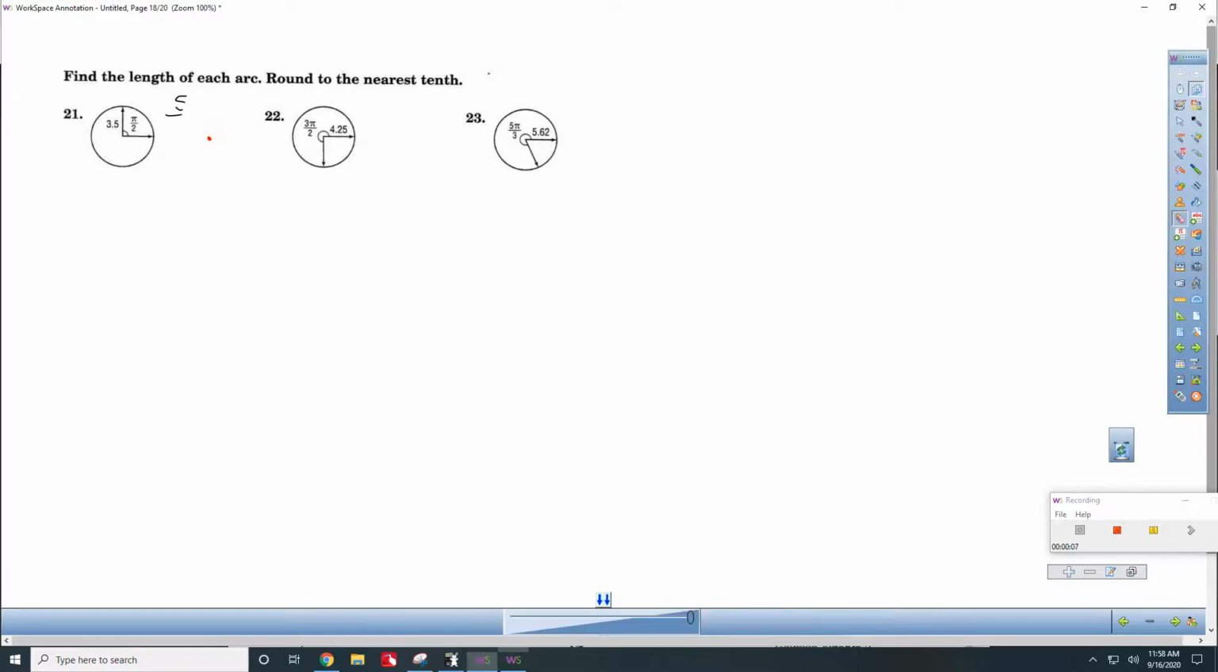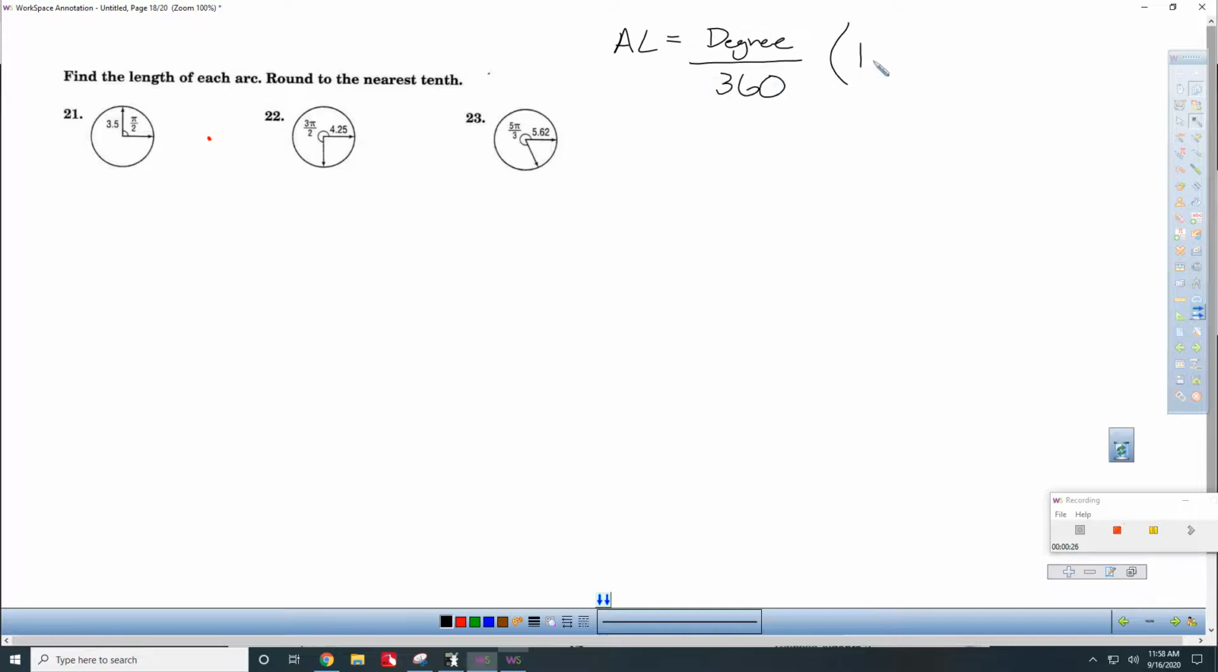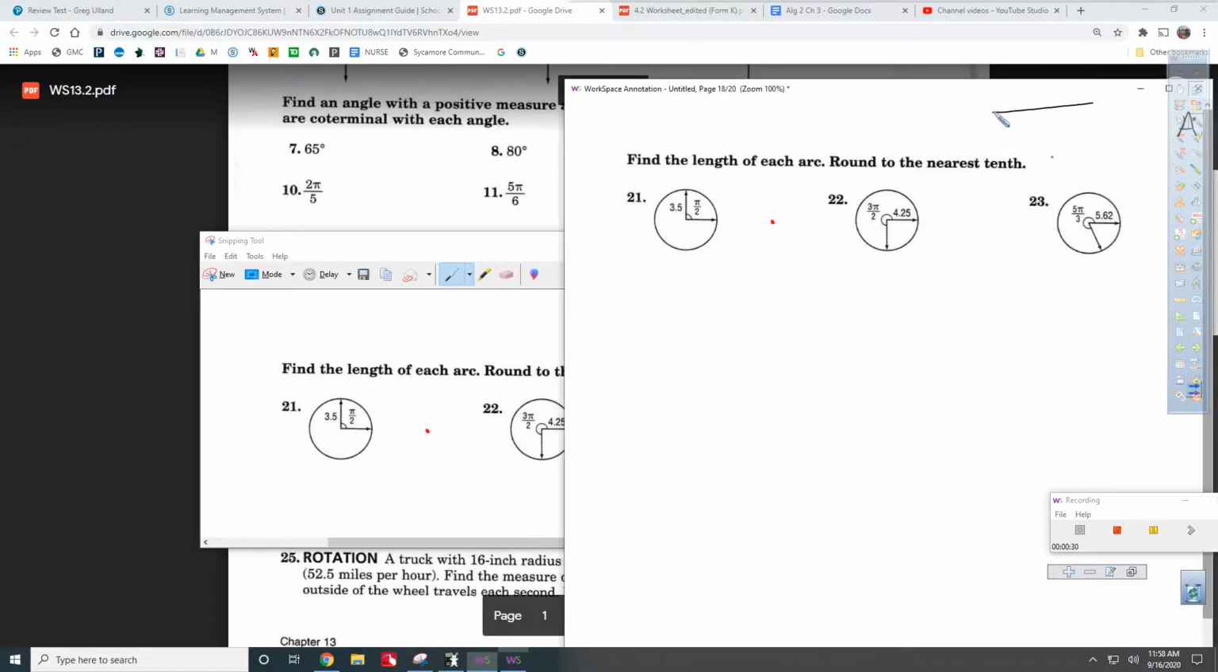Little help with number 21, 22, and 23 from your homework. Okay, remember that in geometry you learned that arc length was the degree of the arc over 360. So what portion of a circle is it times the length of the circumference, which was usually pi d.